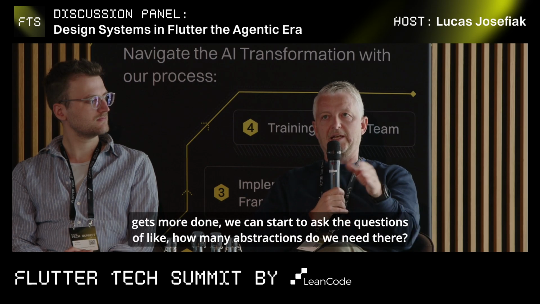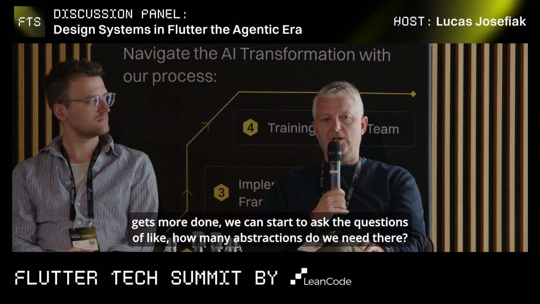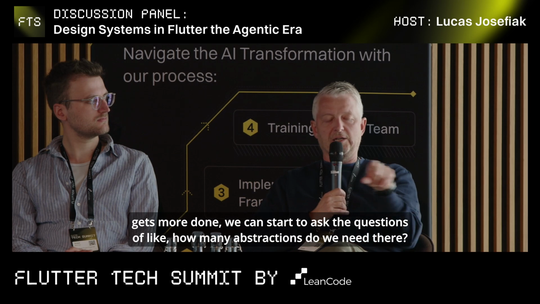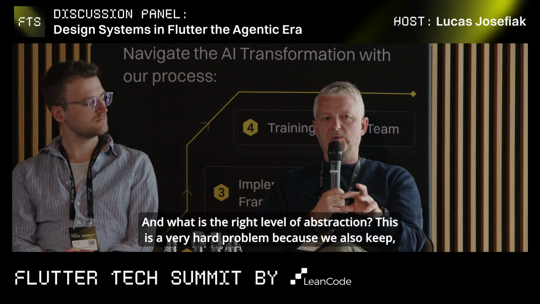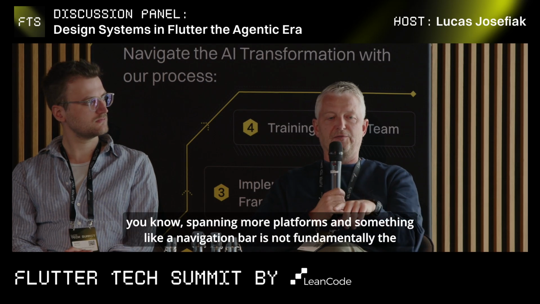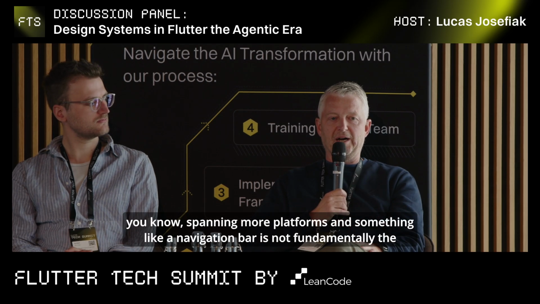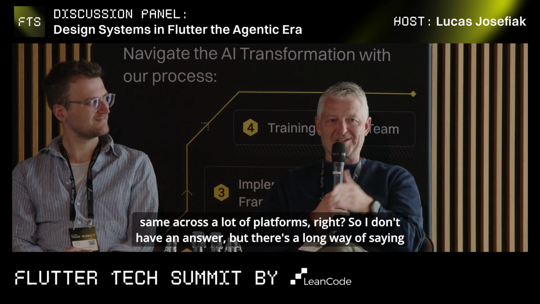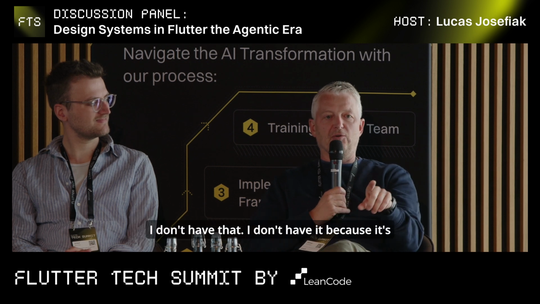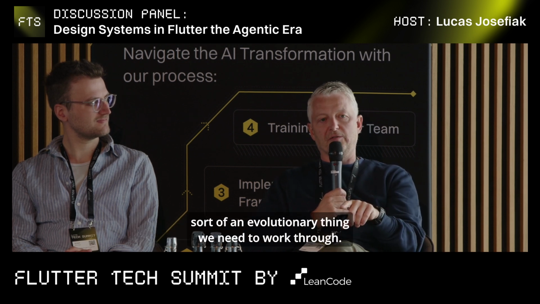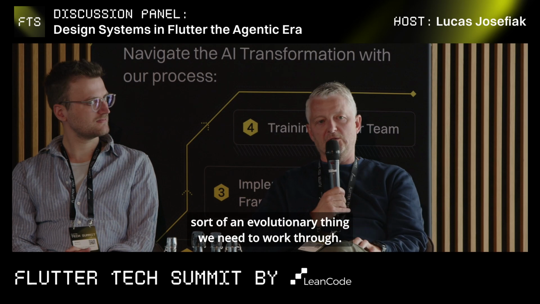And I think as it gets more done, we can start to ask the questions of how many abstractions do we need there, and what is the right level of abstraction? This is a very hard problem because we also keep spanning more platforms, and something like a navigation bar is not fundamentally the same across a lot of platforms, right? So I don't have an answer. I don't have it because it's sort of an evolutionary thing we need to work through.